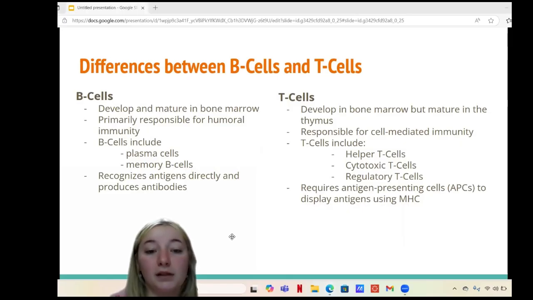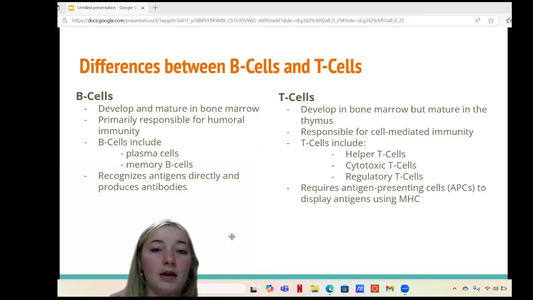So here we have the differences between B cells and T cells. B cells, like I said before, develop and mature in bone marrow, and T cells develop in bone marrow but mature in the thymus. B cells recognize antigens directly and produce antibodies. This is where it alerts the immune system and says, we need to fight this off, this is new, this is bad.